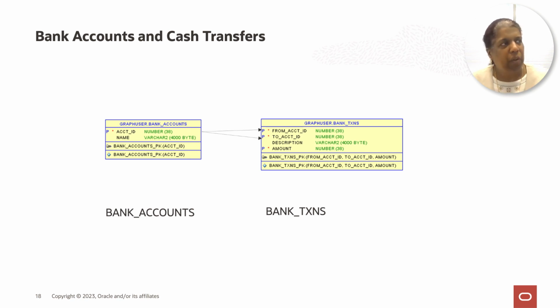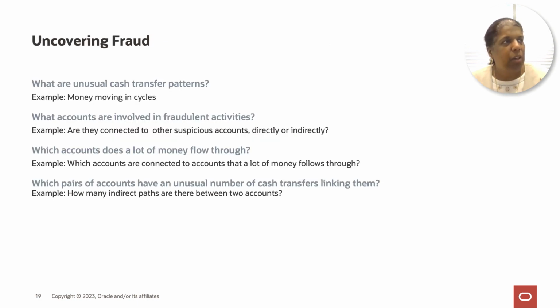So we're going to see how we take these 2 tables and create a graph from them to answer questions such as this. When you're uncovering fraud, these are the questions customers like Paysafe are trying to answer. Are there unusual cash transfer patterns? For example, if money is moving around in cycles, like if A transfers money to B and B transfers money to C, C transfers money back to A, that is an unusual pattern in their business.